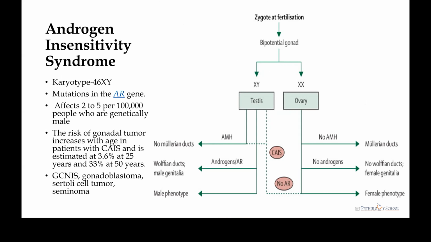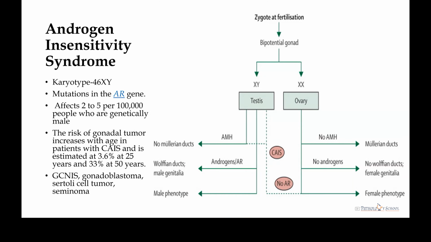I'll discuss androgen insensitivity syndrome. It is a syndrome with karyotype 46XY, where there is a mutation in the AR gene. It usually affects 2 to 5 per 1 lakh of the population who are genetically male. The risk of gonadal neoplasms is higher in complete androgen insensitivity syndrome. The most common ones seen are carcinoma in situ, gonadoblastoma, Sertoli cell tumor, and seminoma.